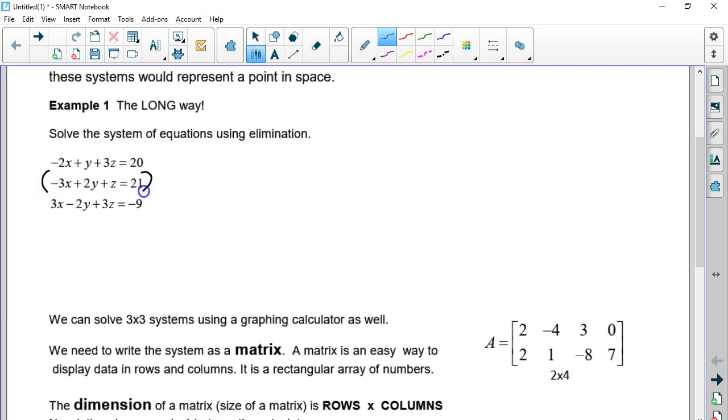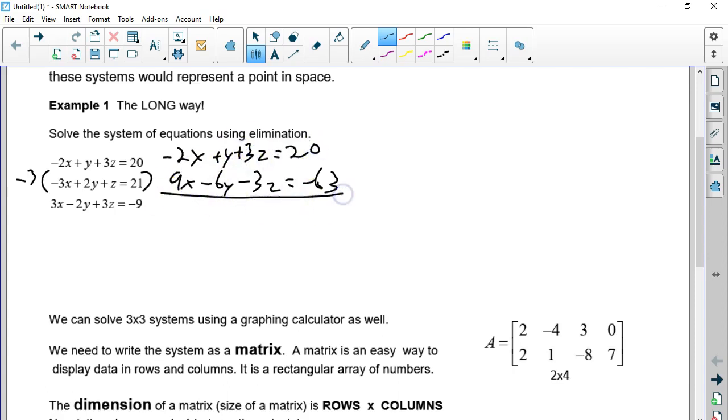So I'm going to multiply this by -3. That's going to give me 9x minus 6y minus 3z equals -63. And then I'm going to move this one just right over. And again, I could cancel now with either the first or the third. It makes no difference. I'm going to just go with the first. -2x plus y plus 3z equals 20. Now, when I add these, I get 7x minus 5y, this cancels, equals -43.